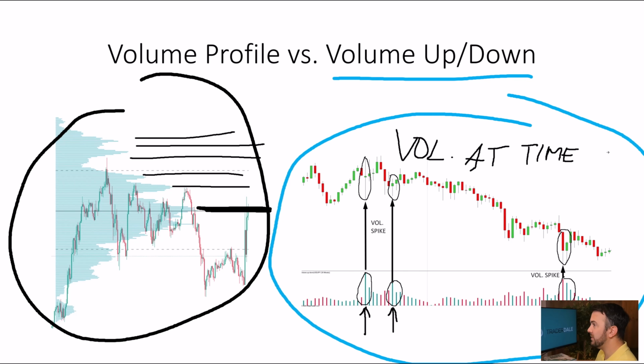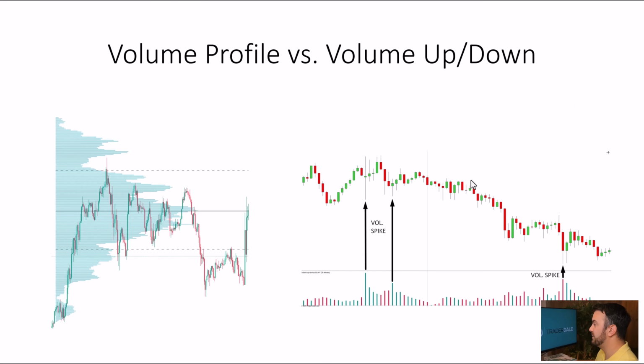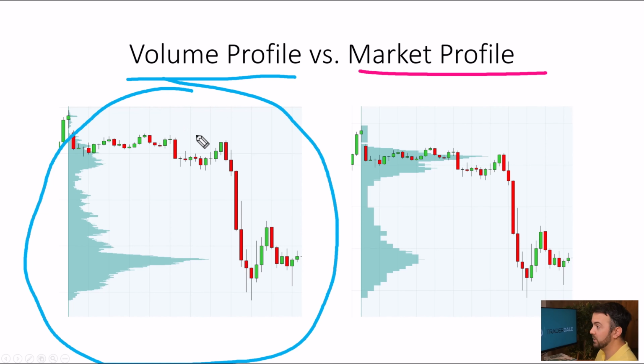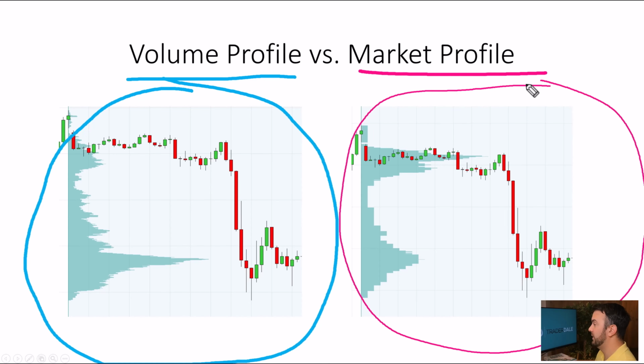All right, so that's the volume profile versus volume up-down indicator. And there's one more comparison which I want to show you to make things completely clear. And that's the comparison between volume profile and market profile. On the left, this is the volume profile chart, which shows volumes at price. On the right, this is market profile, which doesn't exactly show true volumes. If you look at them, they look pretty similar, but market profile doesn't show true volumes.